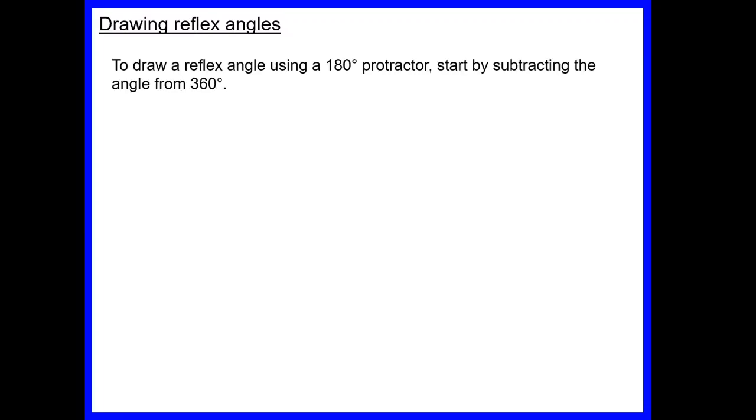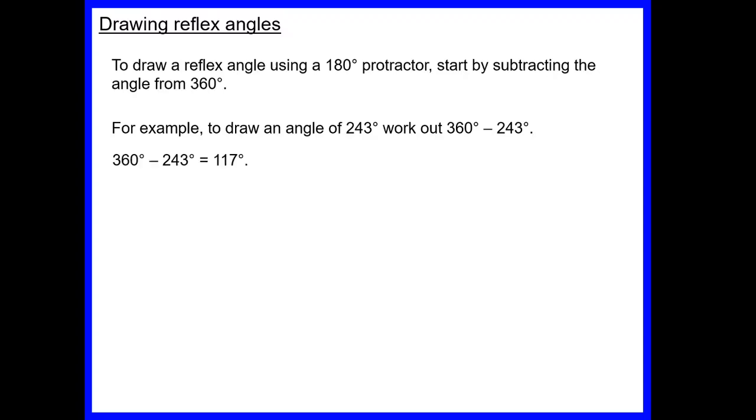If we want to have a go at drawing a reflex angle with our 180 degree protractor, we need to start by subtracting the angle from 360. So if I want to draw the angle 243, I start off by doing 360 minus 243, which is 117 degrees. We then draw the obtuse angle of 117 degrees in the same way that we've just done previously.